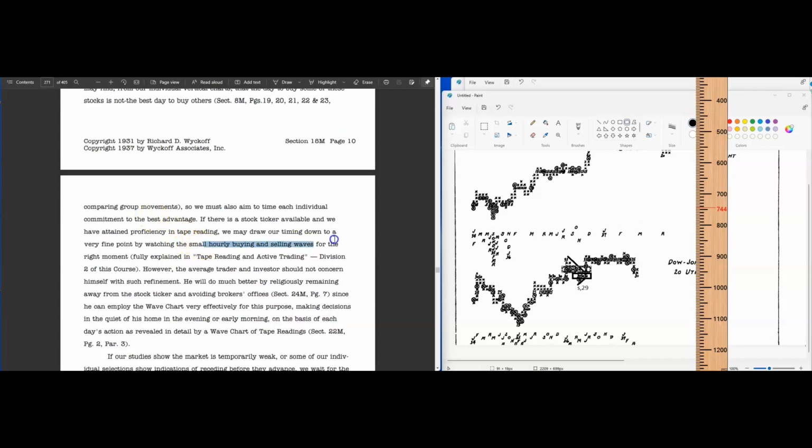Yeah, you can use the hourly buying and selling rate. You don't have to use a 15-minute. The hourly will do it.